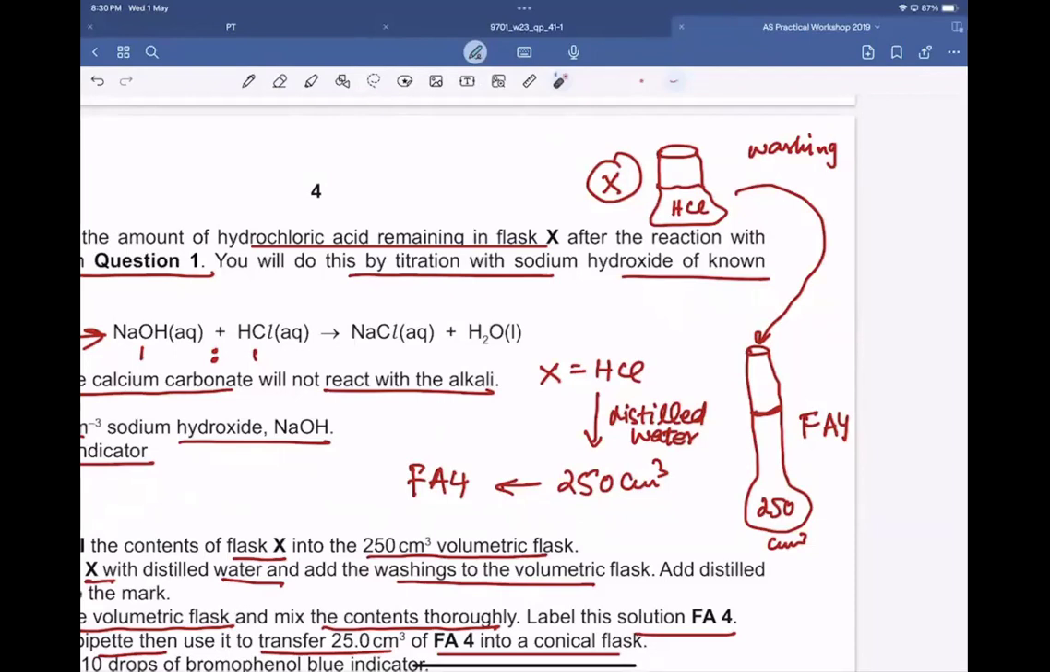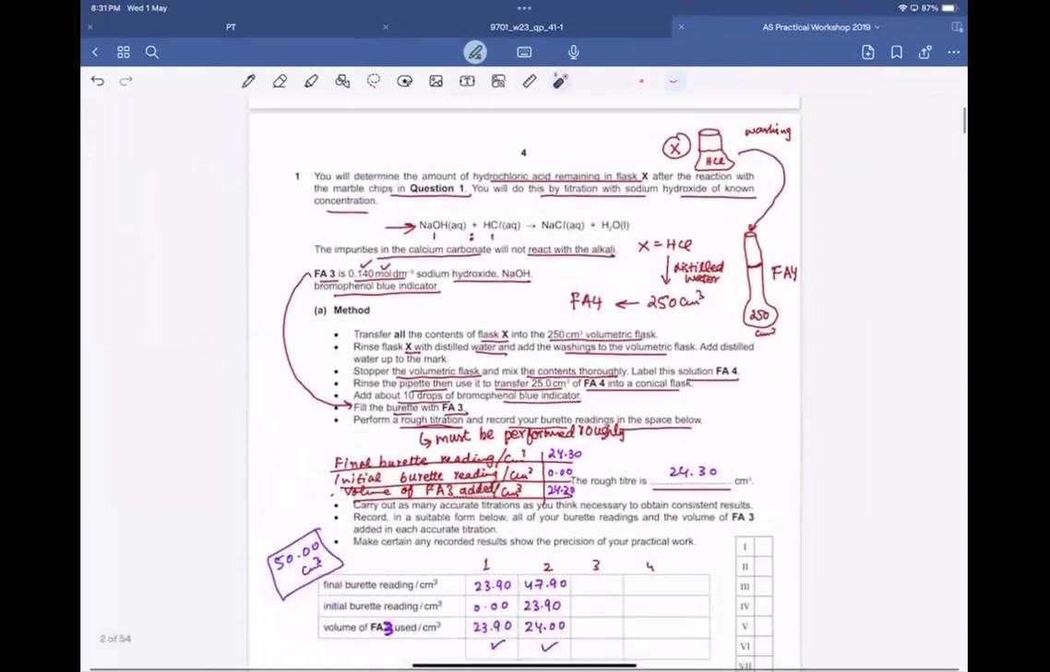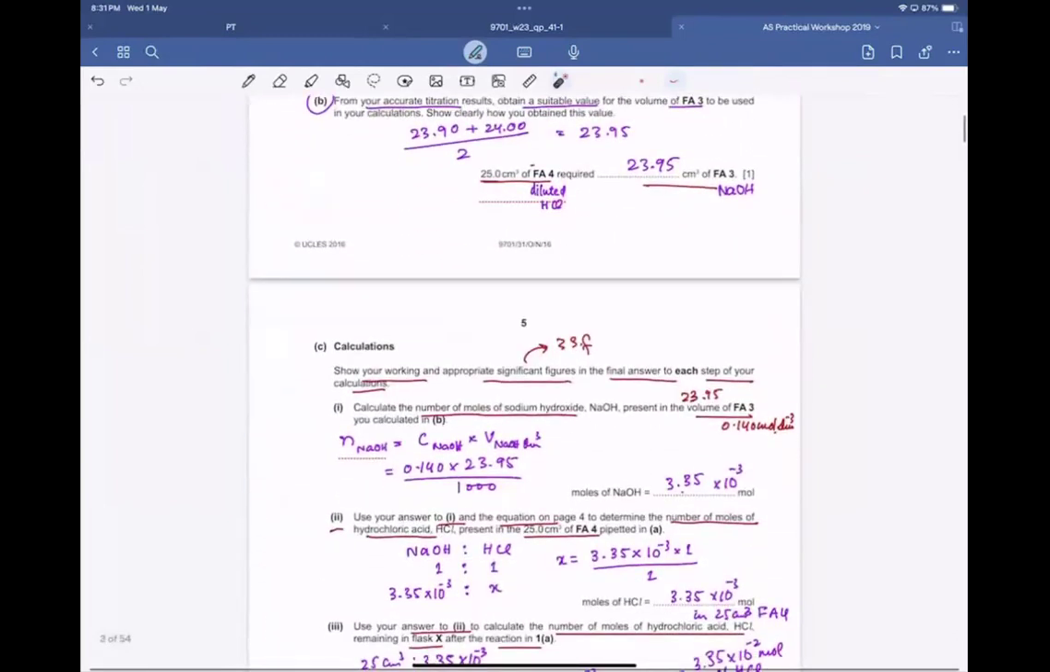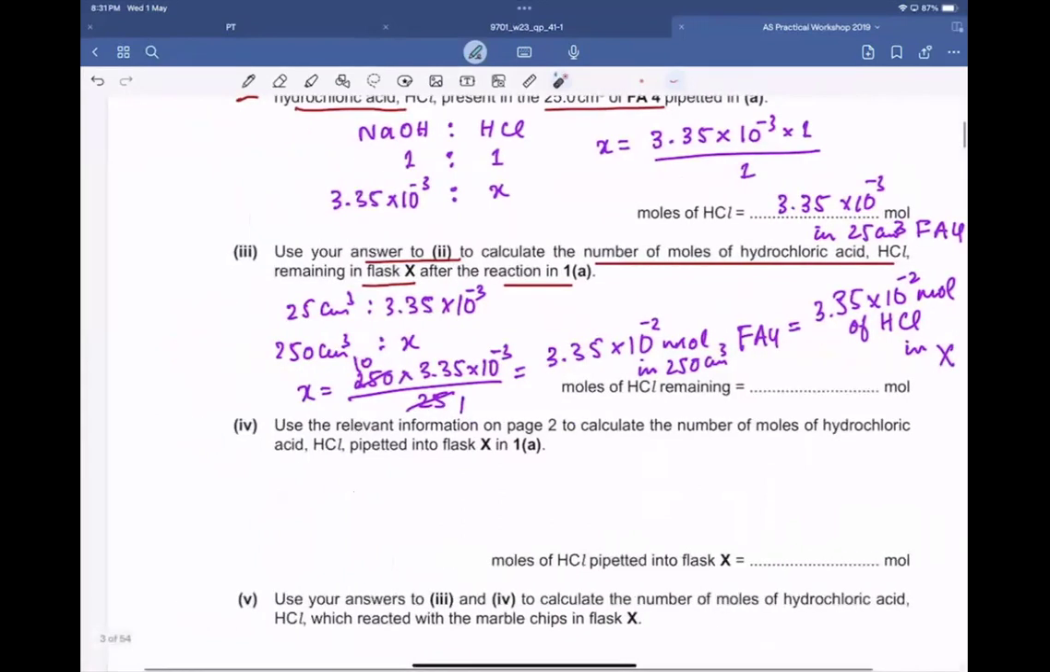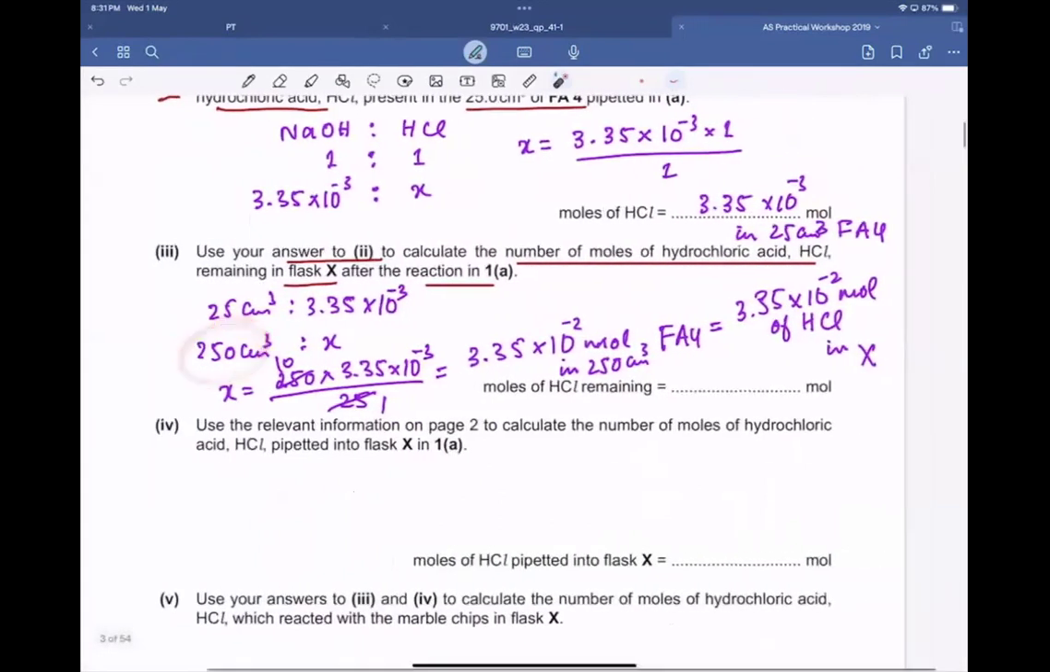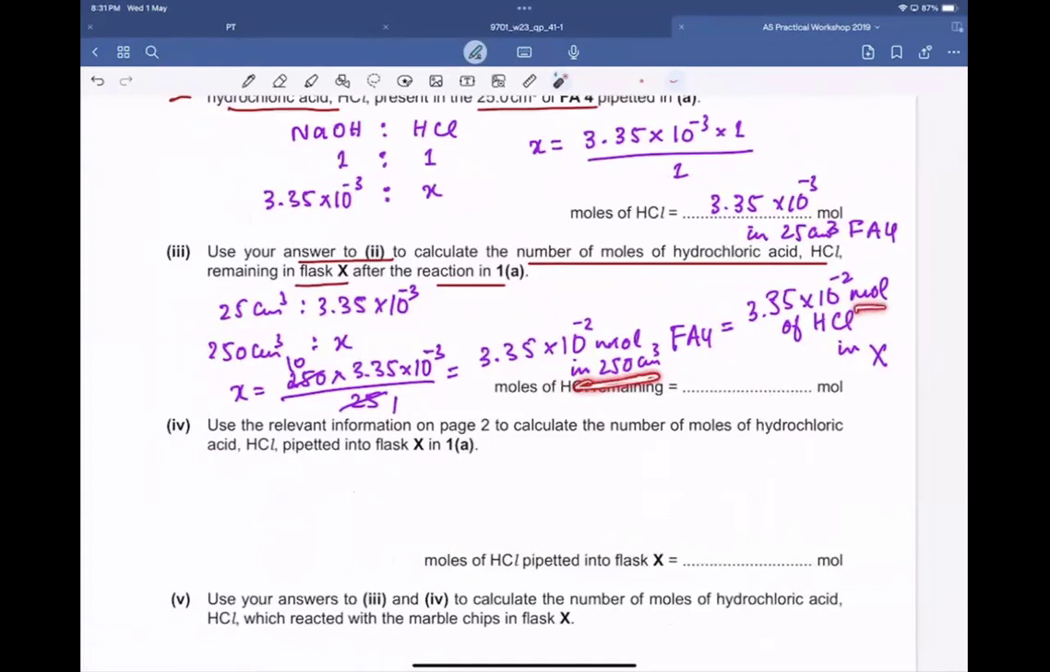What is the confusion, Umar? So when we got the volume into 50 centimeter cube, that is the actual, the moles, these moles that we got over here, these are the moles in X.